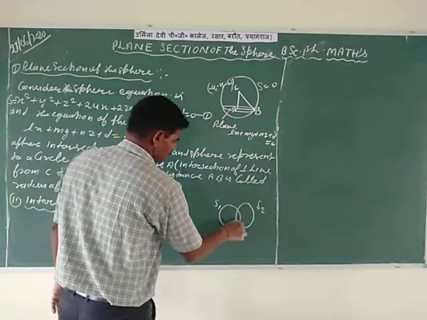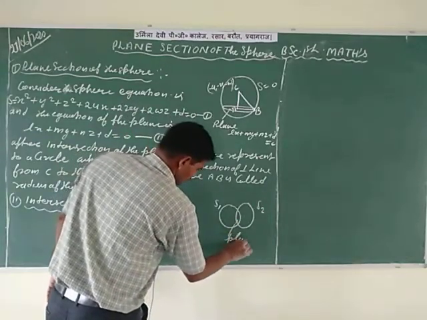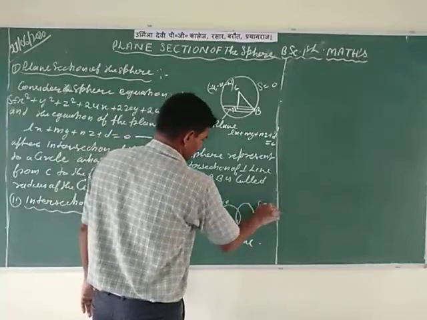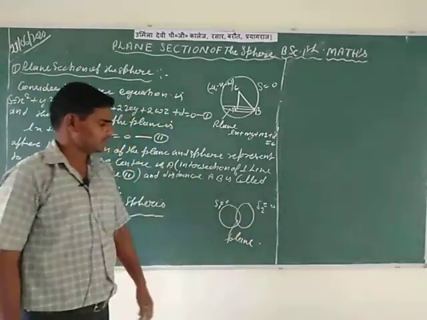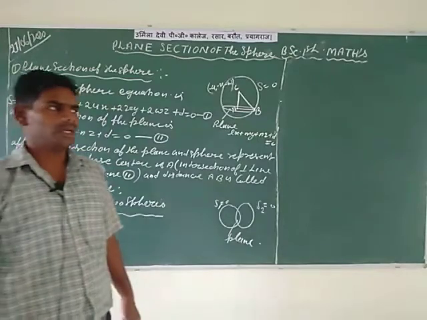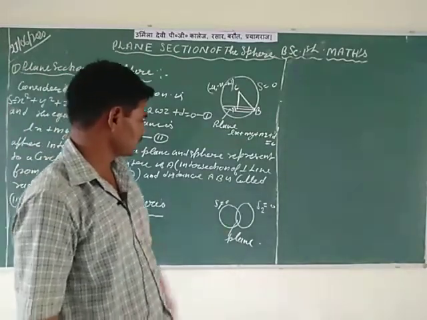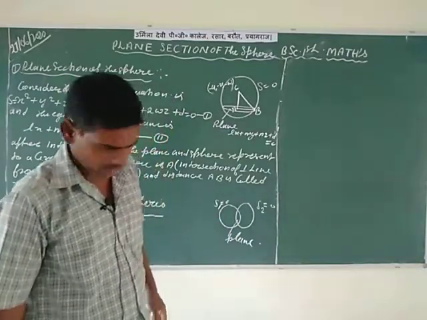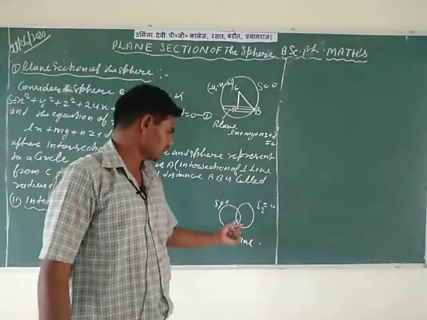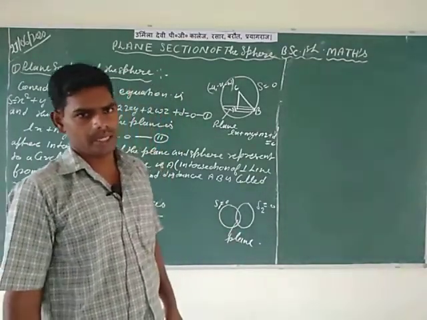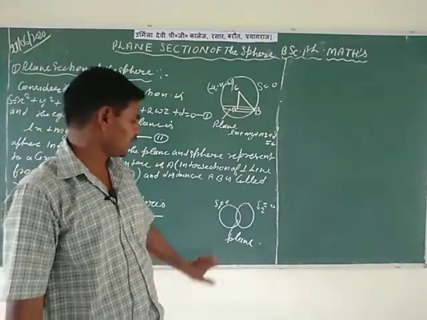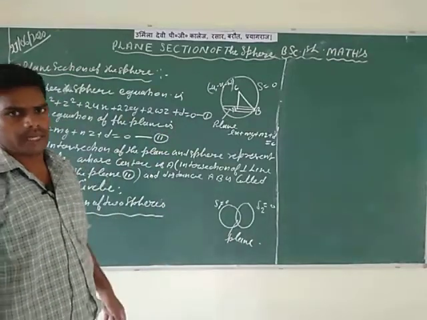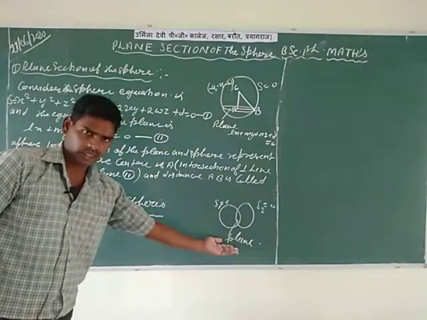So this is the plane, sphere first, sphere second, and the intersection is a plane. So if you take two spheres and consider the intersection of them, then notice that the intersection will be a plane equation, a plane, and here theoretically you can calculate the plane equation, the intersecting plane.